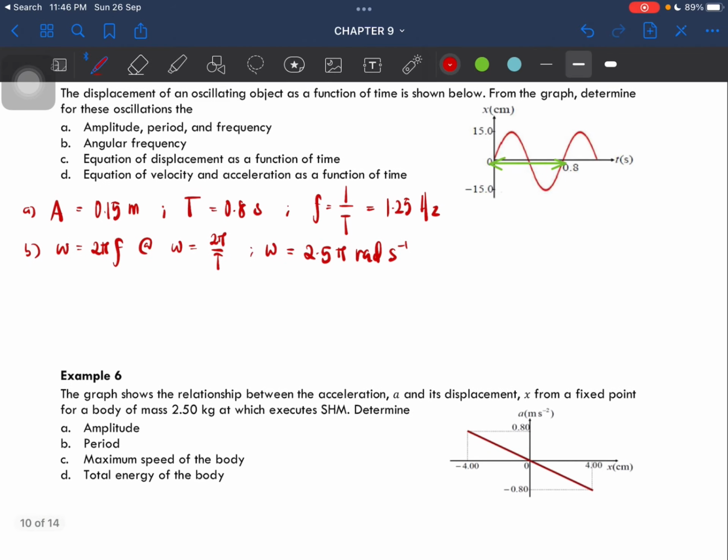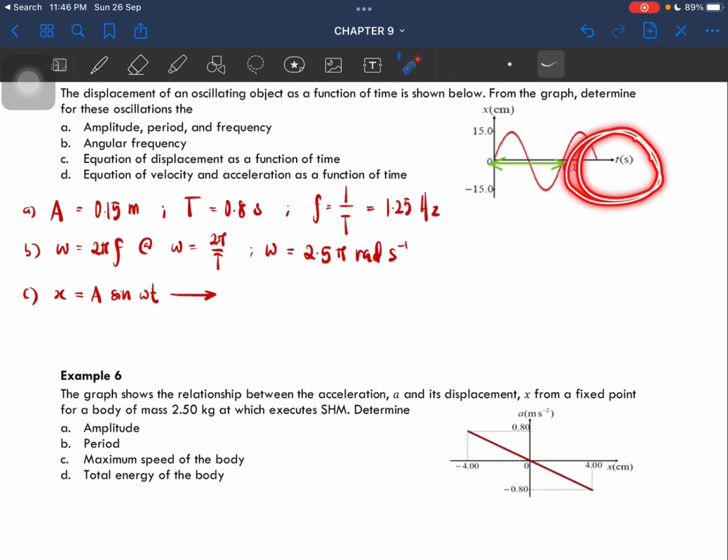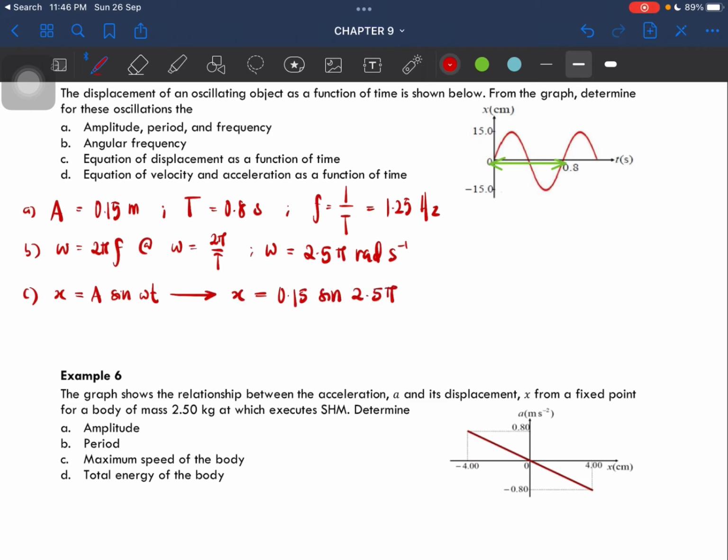Okay, right, then we have to write down the equation of displacement as a function of time. We know that the general equation is x equals A sine omega t. Why do I use sine? Because this is a sine graph. A sine graph starts at 0, so x and y are equal to 0, which in this case y is equal to the time. So we just substitute: x equals 0.15 sine of 2.5 pi t.